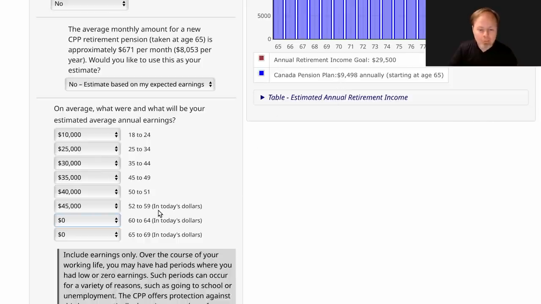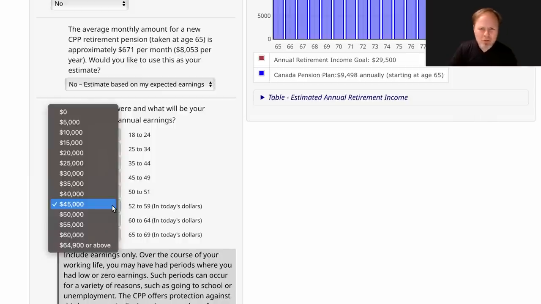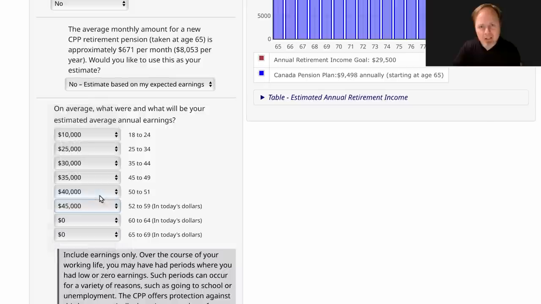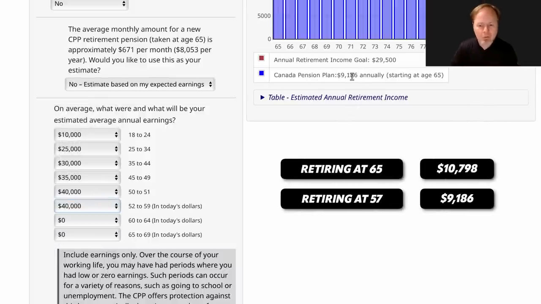And then I'm only going to work till 57. So $45,000 may not be exactly it. It might be closer to 40, 35. So now I've gone from 10,800 to 9,200. So that's quite a difference.